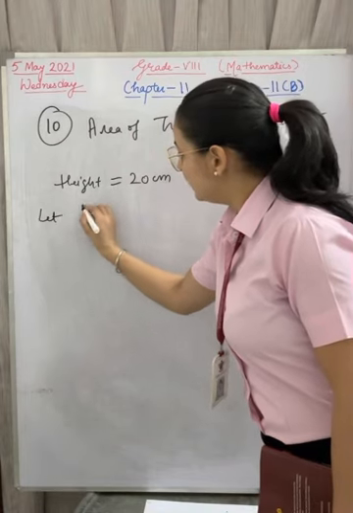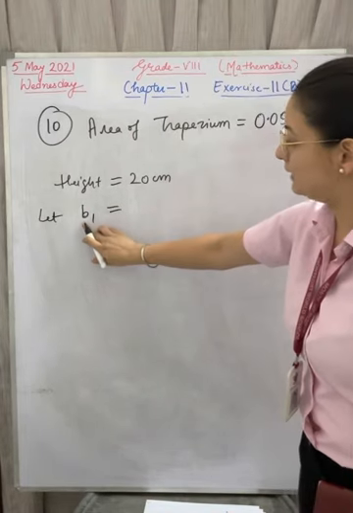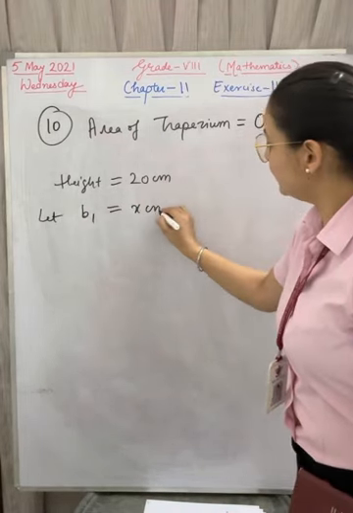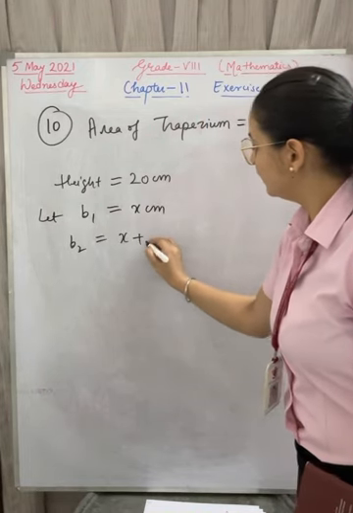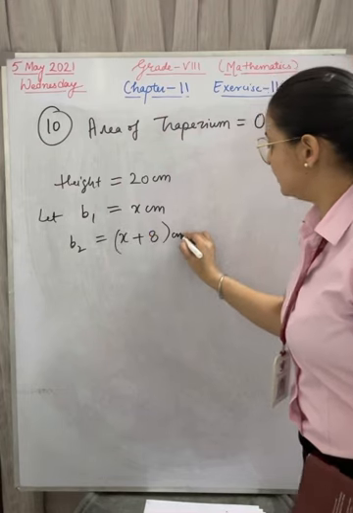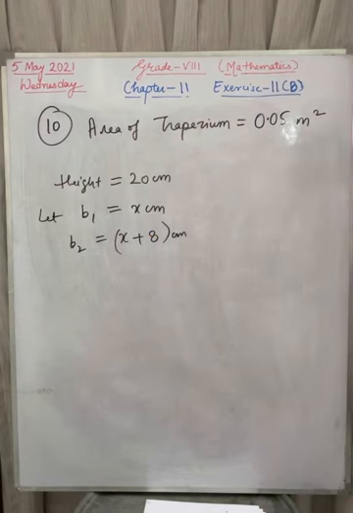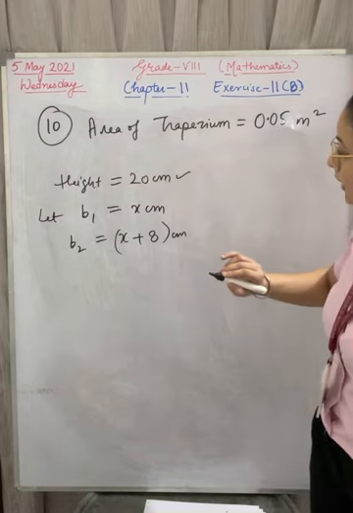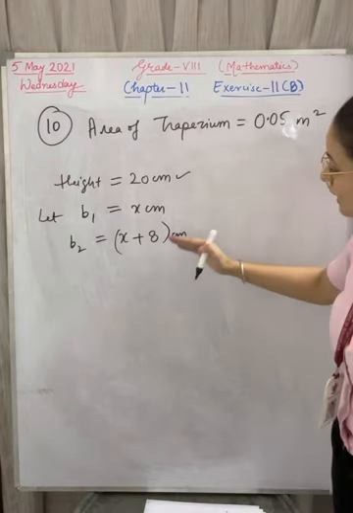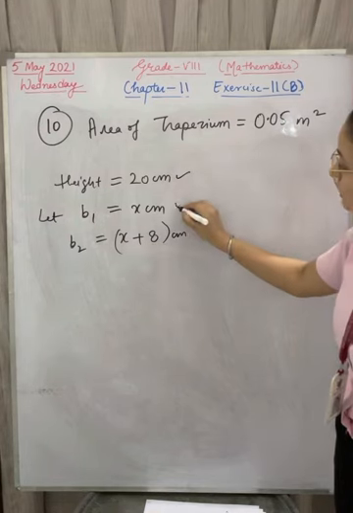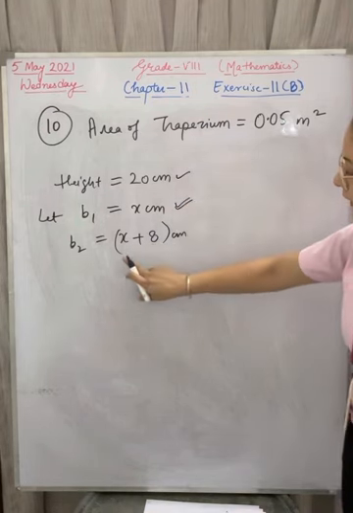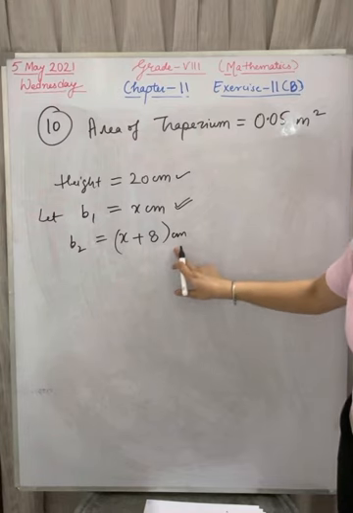Let's suppose the first parallel side, that is B1, is x centimeter and B2 is 8 centimeter longer, that is x plus 8 centimeter. Any doubt? They are saying that height is given, and that one parallel side is 8 centimeter longer than the other. So let's suppose the first parallel side is x and the other parallel side is x plus 8.